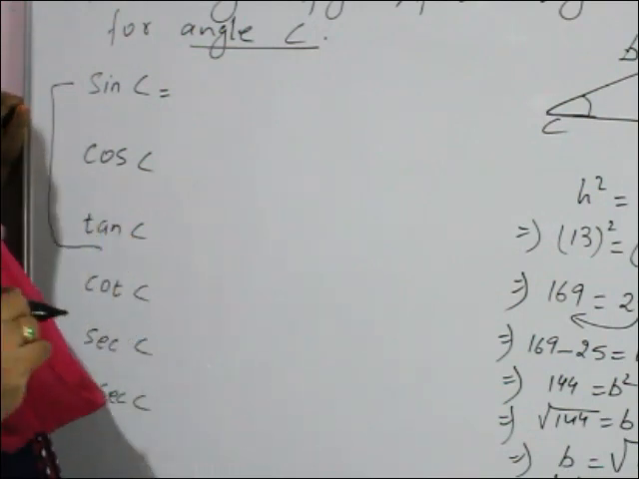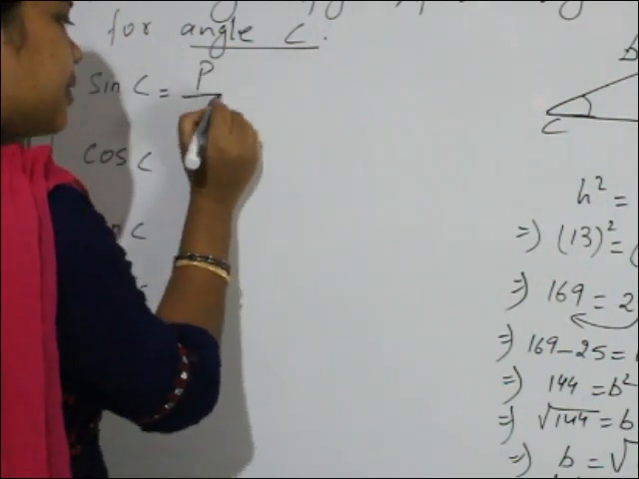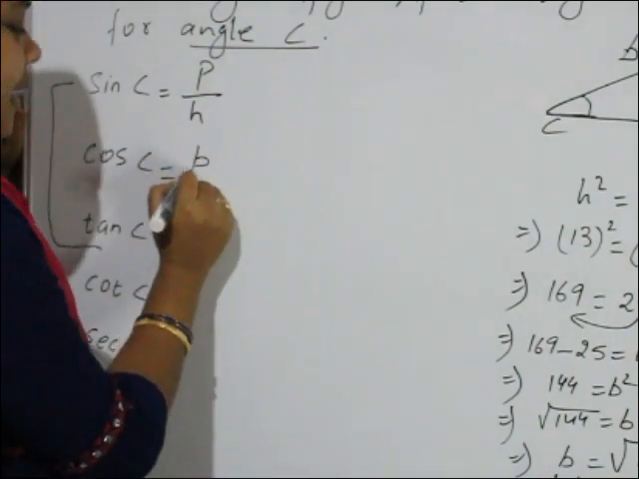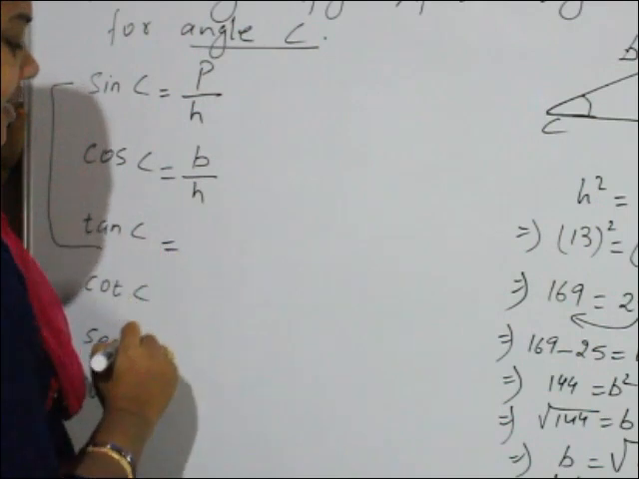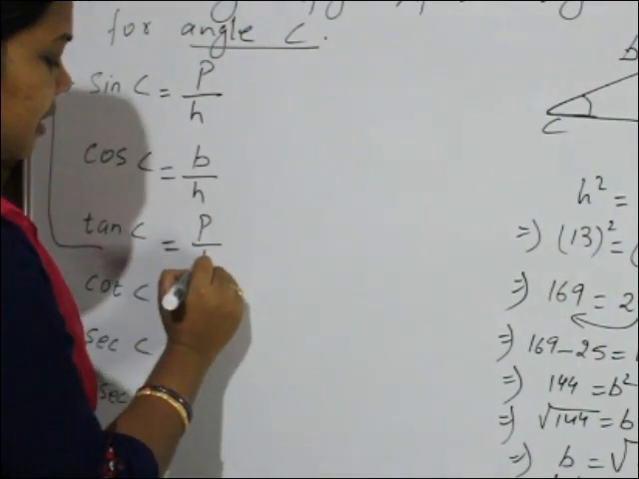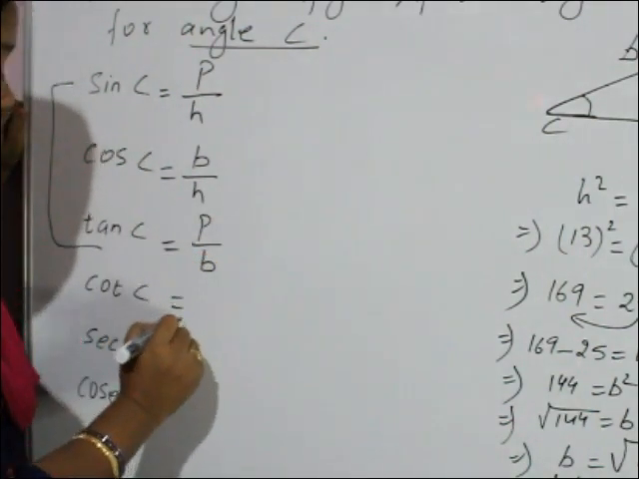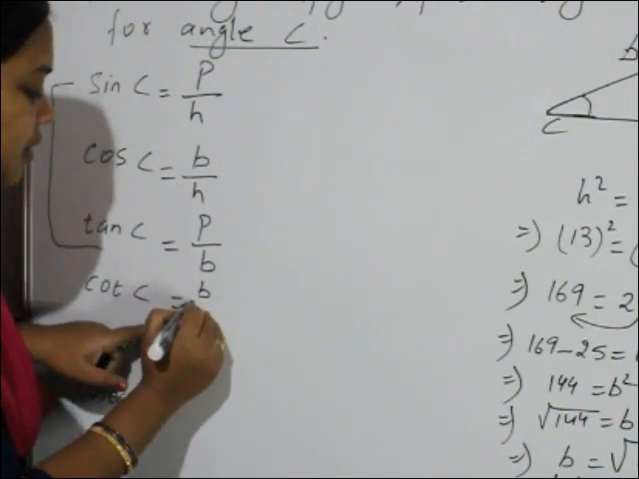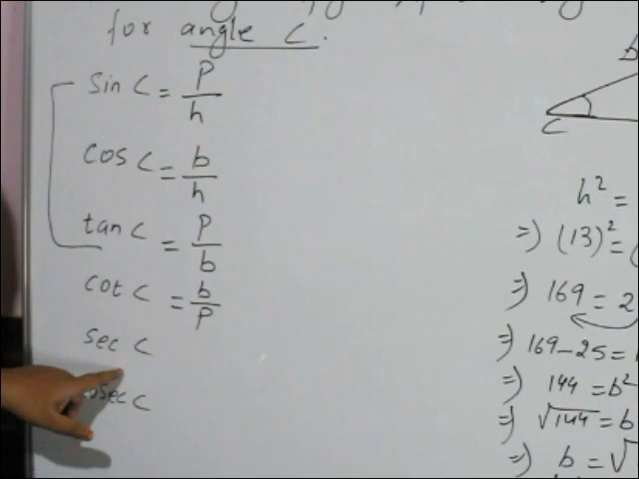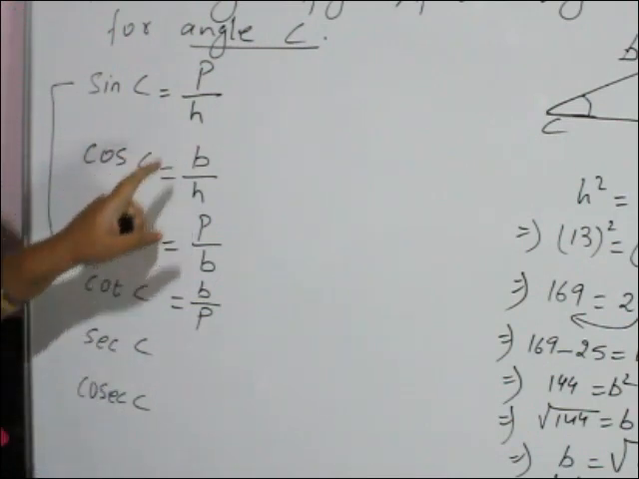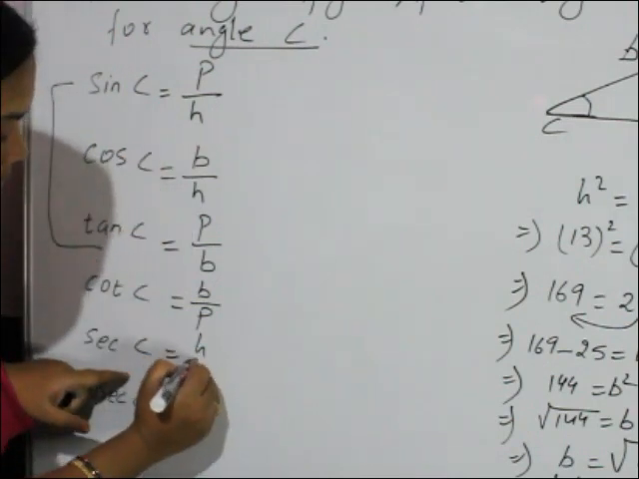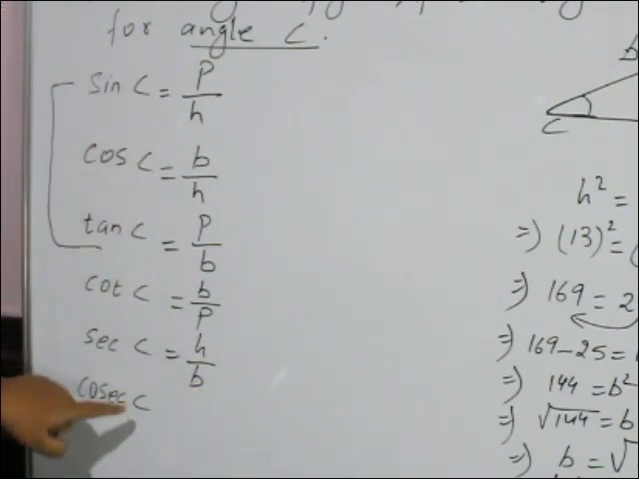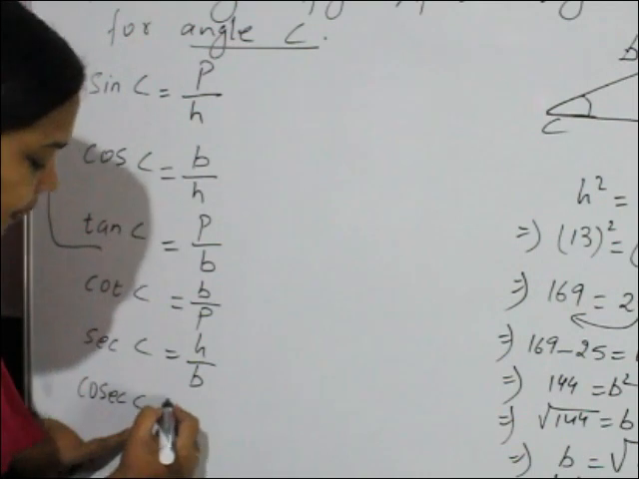Okay, so now see sine C. Sine theta means perpendicular by hypotenuse, P by H. Cos theta, B by H. Tan theta, P by B. Okay. Cot theta: tan is P by B, so cot is B by P, reverse. Sec: cos is B by H, so sec is H by B. Sin is P by H, so cosec is H by P.